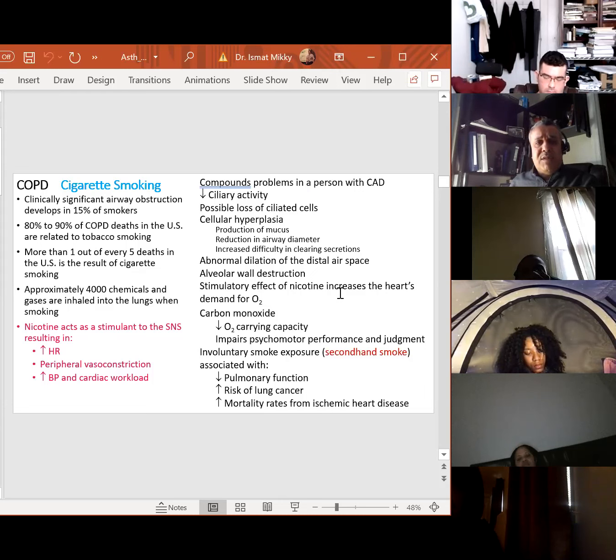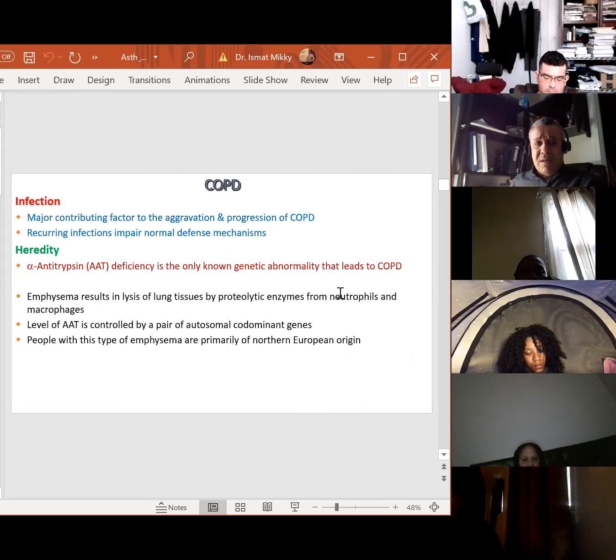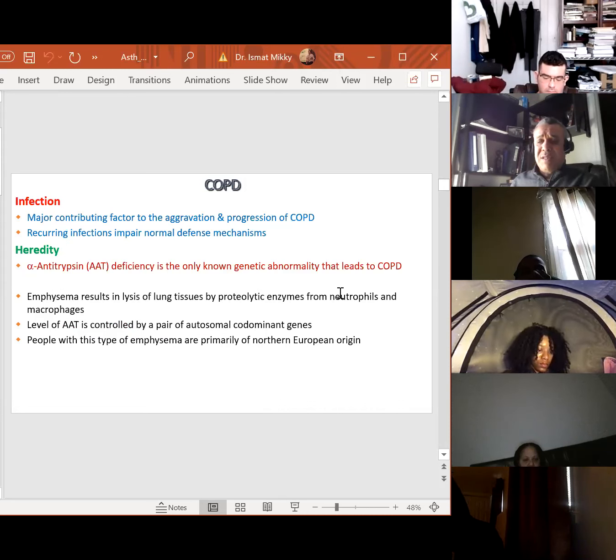You see how this whole slide talks about cigarette smoking and the effect of tobacco on the lungs, and the specific mechanisms relating to carbon monoxide, and even how secondhand smokers are also affected, the effect on pulmonary function, and even lung cancer. That would also be a high risk for lung cancer.